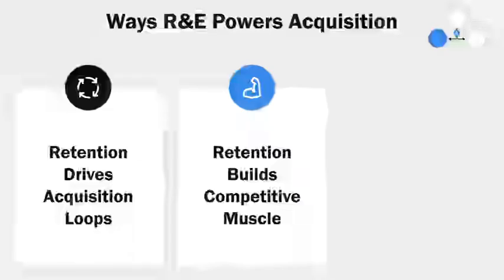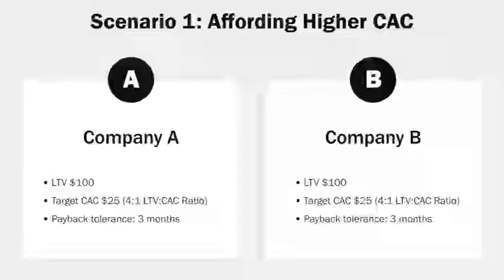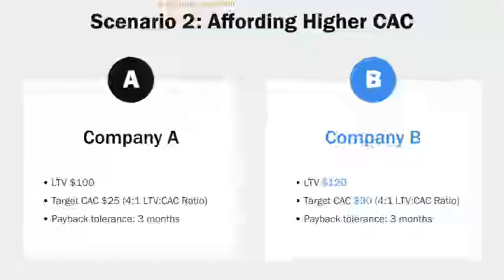The second reason is that retention builds acquisition competitive muscle. Let's take a look at another scenario, right? In this scenario, we have two different companies, Company A and Company B. In both situations, they have an LTV of $100, a target CAC of $25, so a 4-to-1 LTV to CAC ratio, and a payback tolerance of 3 months. Now let's assume that Company B improves their retention. Company B, as a result of improving their retention, has increased their LTV from $100 to $120.